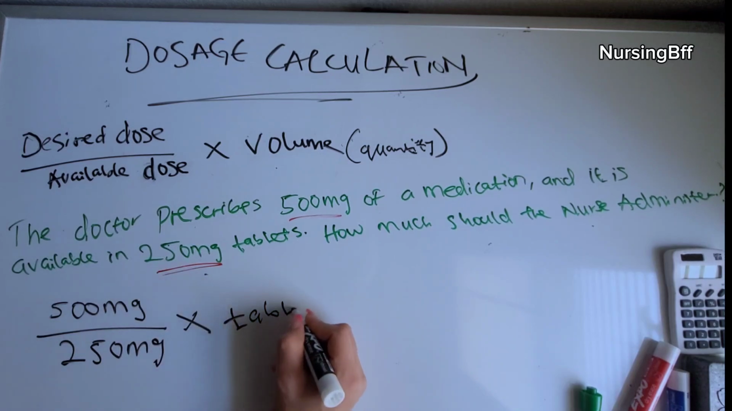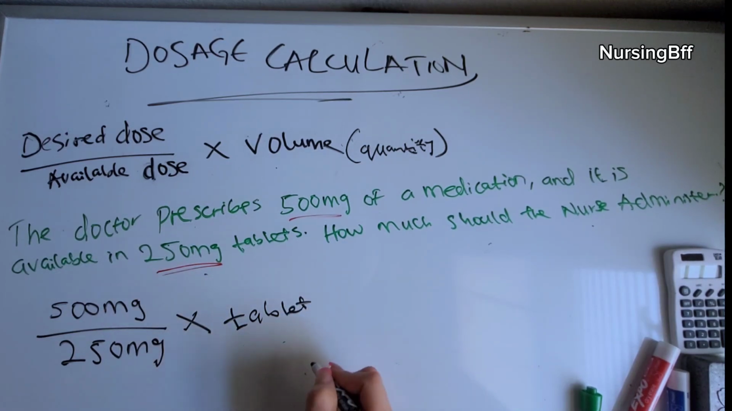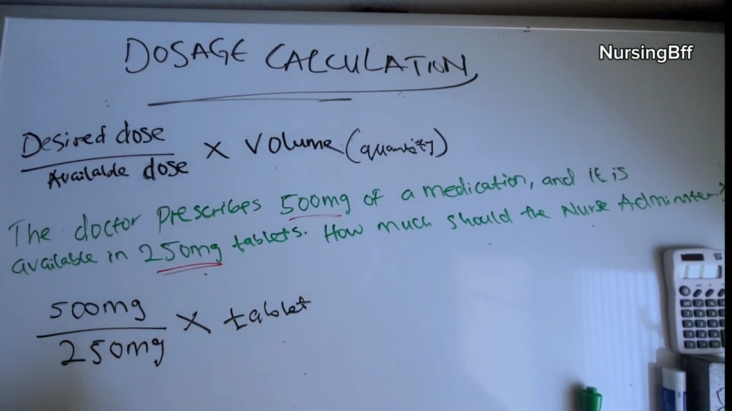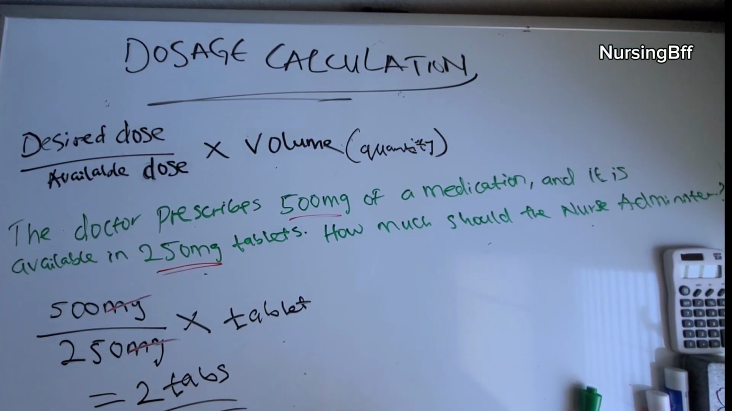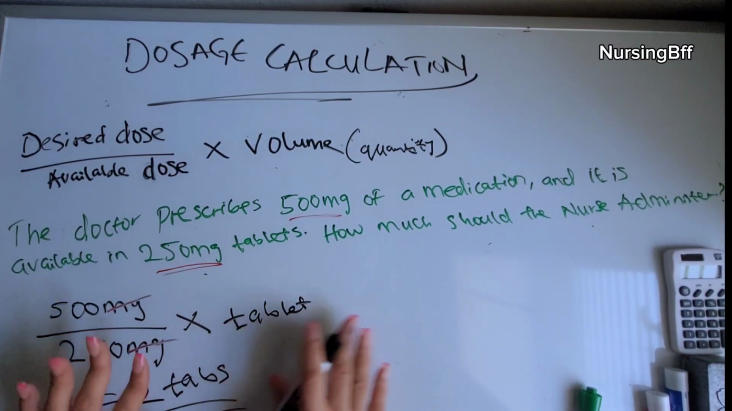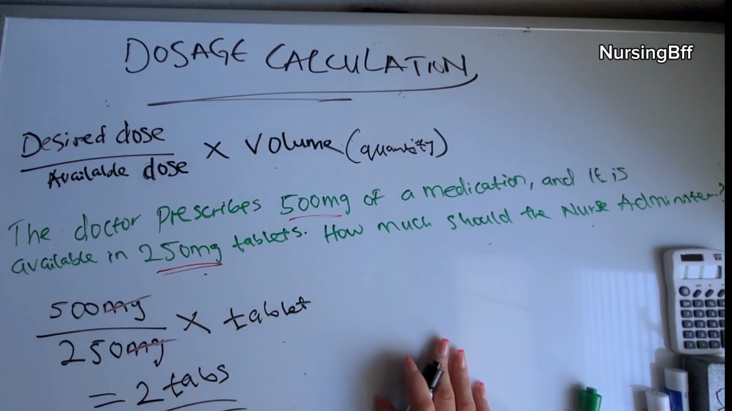So, to solve this, it's easy. Since both of them have the same unit, they cancel. So 500 divided by 250 is going to give you two tabs. That's the answer. See how easy it is? Here's one to practice more.